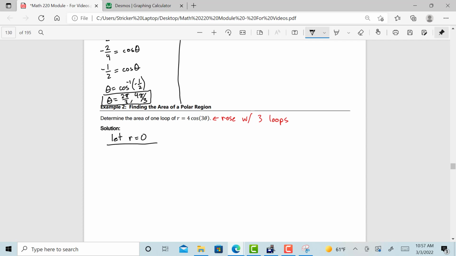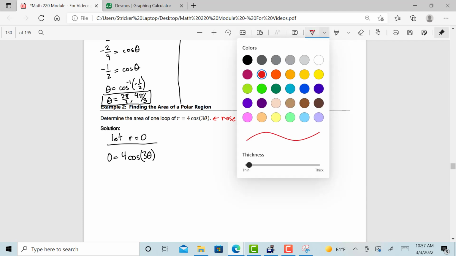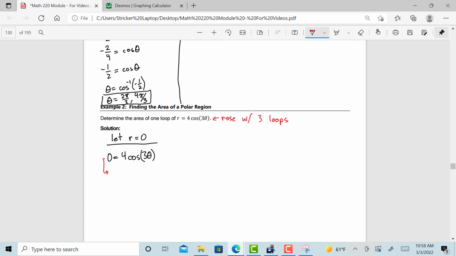And when we do that, we get 0 equals 4 times the cosine of 3 theta. All right, again, how are your trig skills? Let me document our steps here. Our first thing is we want to get the cosine by itself, so we're going to divide by 4. And so when we divide by 4, we're going to get 0 equals cosine of 3 theta.